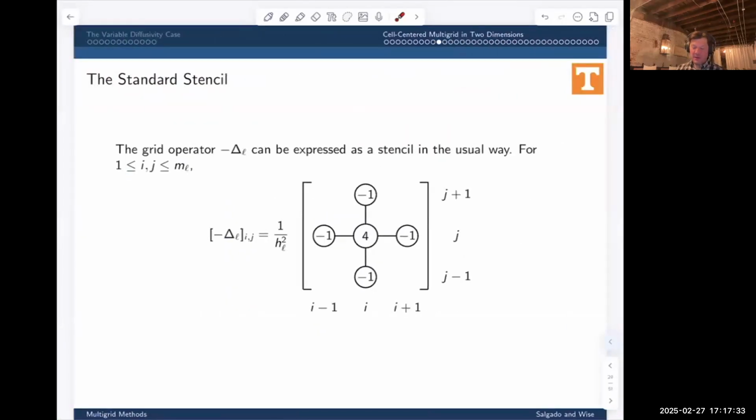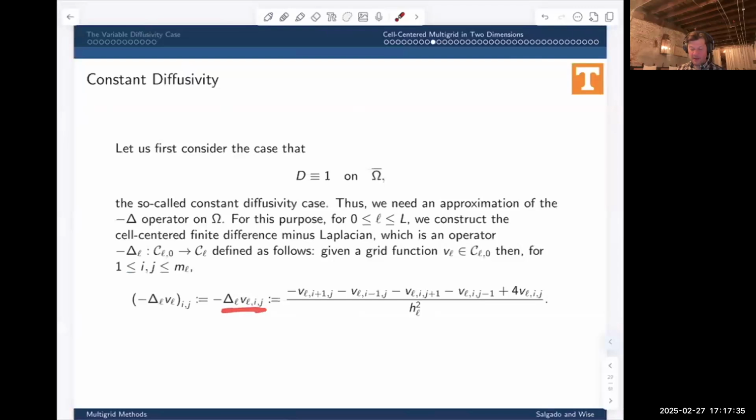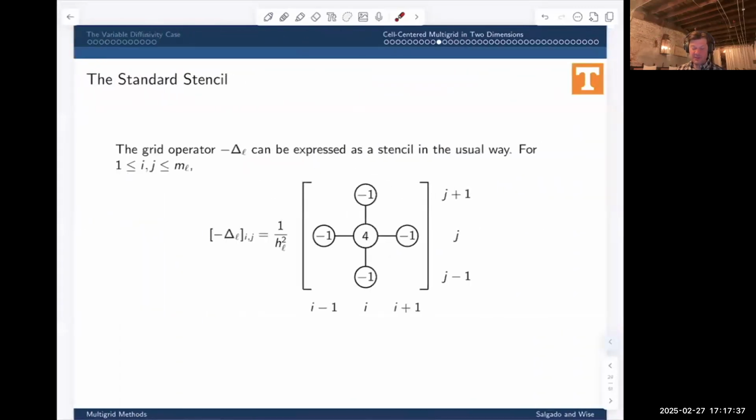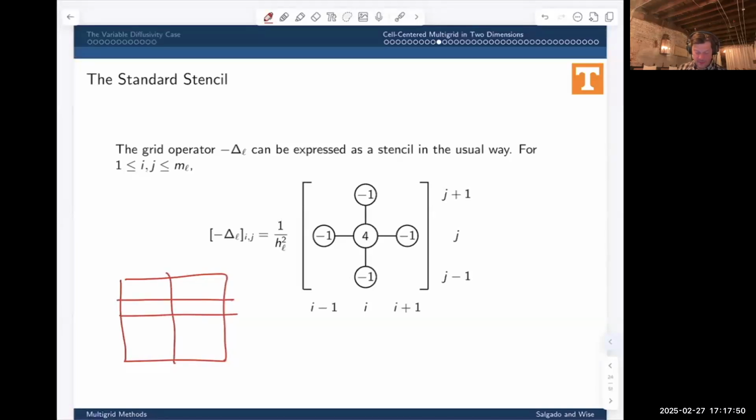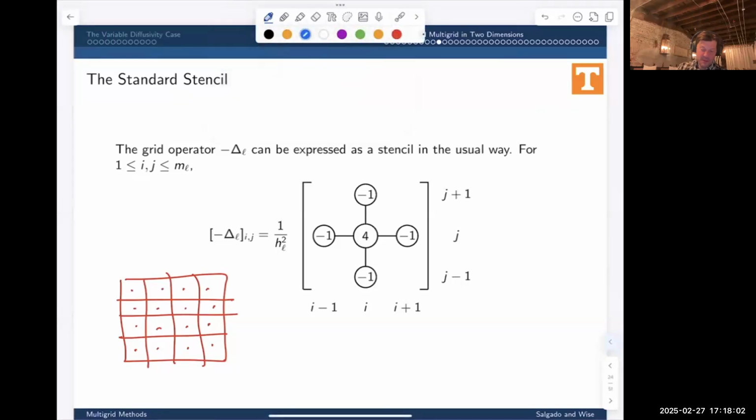This operator here, you may have seen it represented as a stencil before. And so basically the way a stencil works is you think about a grid function. So our typical grid function might look like this, or it's not going to look like this, but it's going to have values at these grid points. Remember, the grid function itself is now a two-dimensional object.